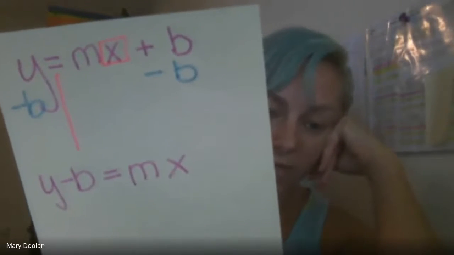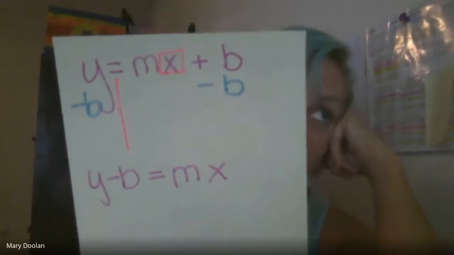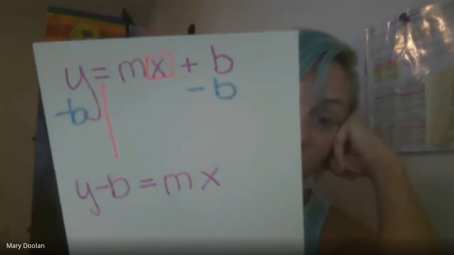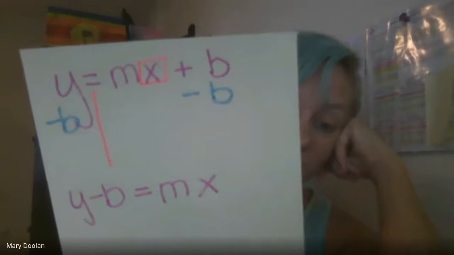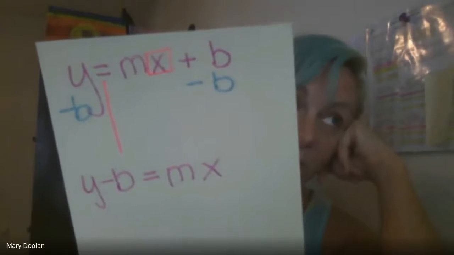So y minus b, I just have to rewrite it as y minus b because I can't combine y and b together. They're not like terms, they're different variables. And b minus b is 0, it goes away, so I'm left with m times x on one side and y minus b on the other.